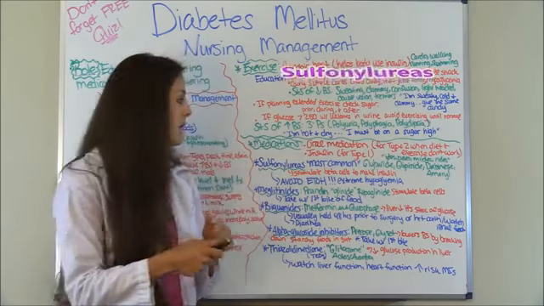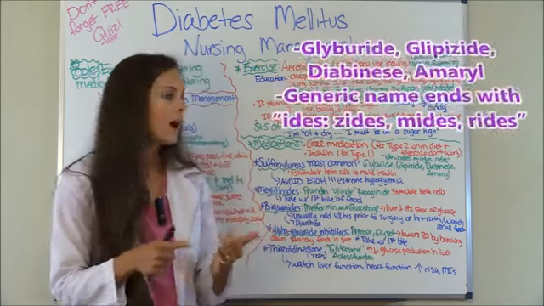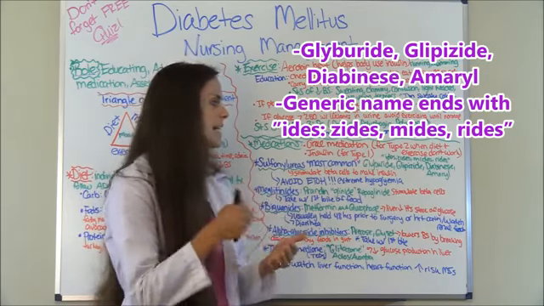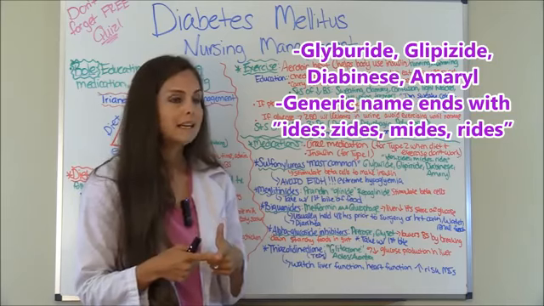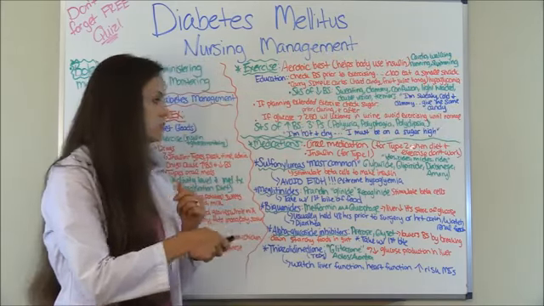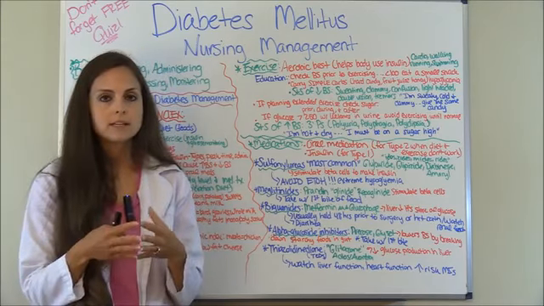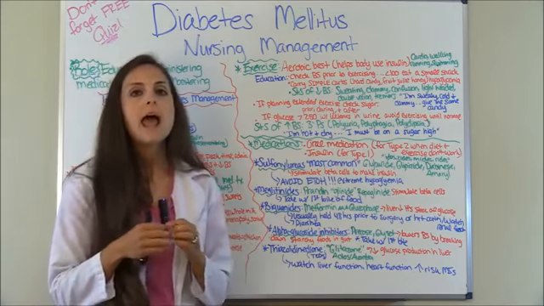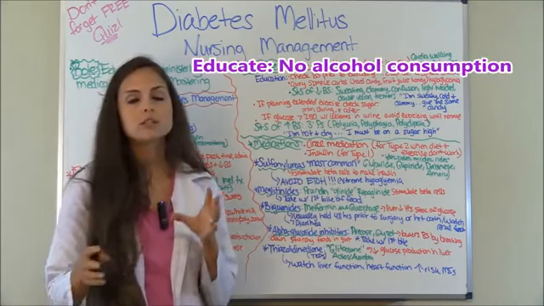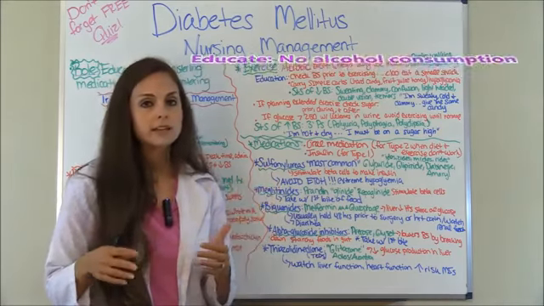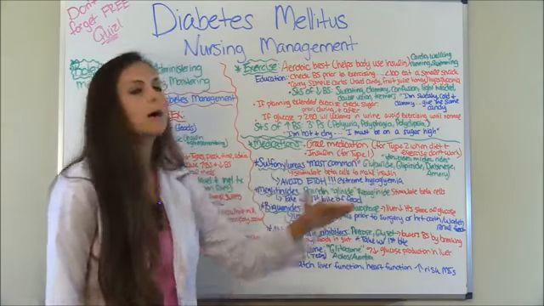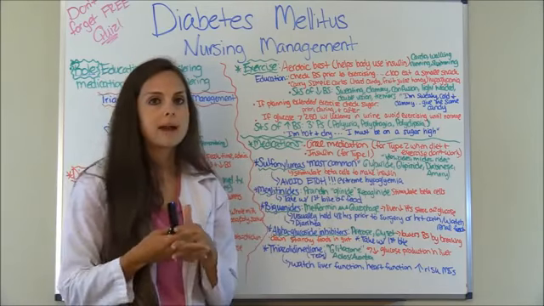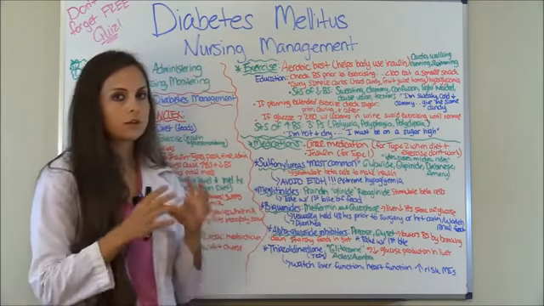sulfonylureas. This is the most common type, and these drugs include glyburide, glipizide, Diabinese, Amaryl, and these drugs typically help you remember in ides, like Zides, Z-I-D-E-S, Mides, M-I-D-E-S, or the Rides, R-I-D-E-S. And what these drugs do is they stimulate the beta cells, because remember your beta cells secrete insulin, to make insulin. But one thing you've got to watch out for, this drug will cause hypoglycemia. And absolutely no alcohol. The patient should never ingest alcohol, drinks or anything like that contains alcohol, because you can experience extreme hypoglycemia, because alcohol already causes low blood sugar levels. So does this medication. You put those two together and you have a bad case scenario. So remember that with this drug, no alcohol.